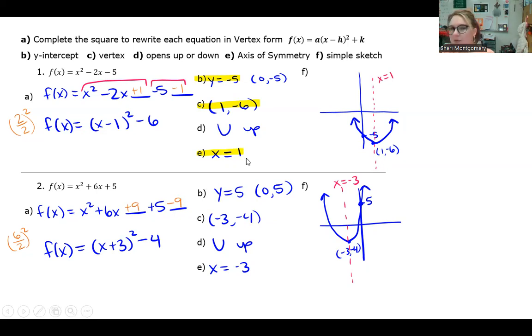How do you know if it goes up or down? You always look in the very front. If there's a negative there, then you go down. I would say most of the time you're going to go up. Sometimes you go down, but it would have to have a negative right here. Same thing here, it's the leading term. If that's positive, you face up.